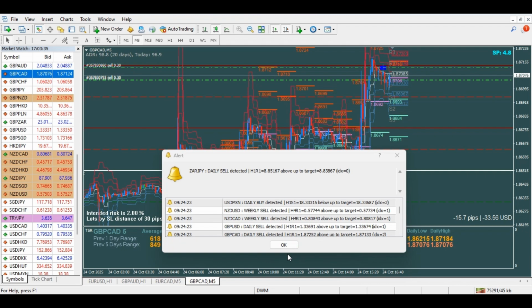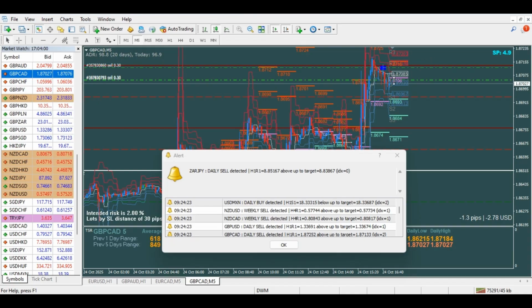Just set up the template, wait for the indicator to alert you when it detects these setups, go to that pair, take the trade when the rest of the rules are met. And that's it. Repeat the process over and over and over again. Okay? And we'll see price start to push its way down.